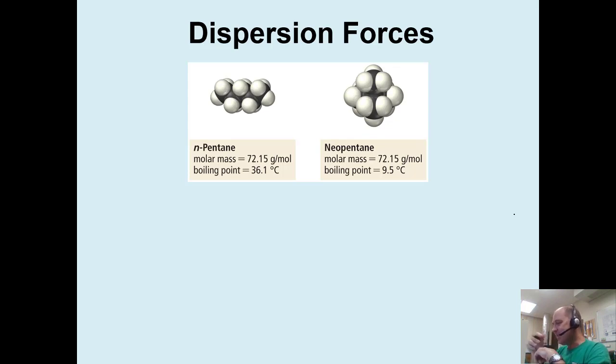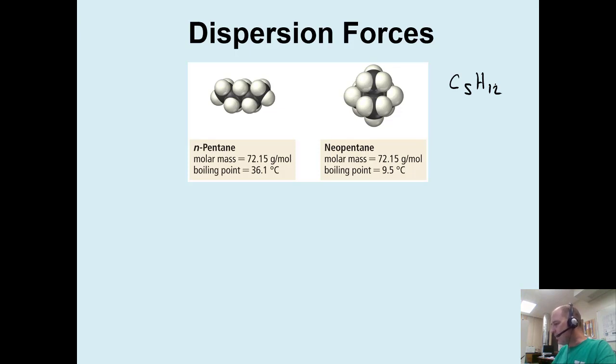All right, so what did I want to draw here? Oh, yeah, I know. I wanted to show you these molecules. Okay, so here we have pentane and neopentane, which they both have the same formula. They both are C5H12. They're just connected differently. They're called isomers. You will learn a lot more about this when you take organic chemistry. But so they have the same molar mass, but they have drastically different boiling points, right?